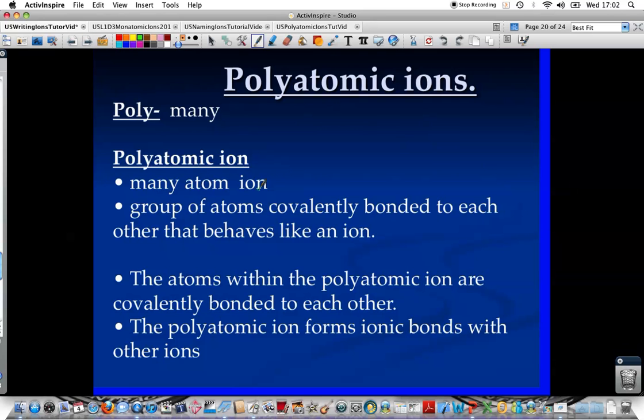For polyatomic ions, the way that you can recognize a polyatomic ion is that it's an ion with more than one atom in it, more than one element. Okay, because polyatomic ions are basically a group of atoms that are covalently bonded together, and so that molecule behaves like an ion.